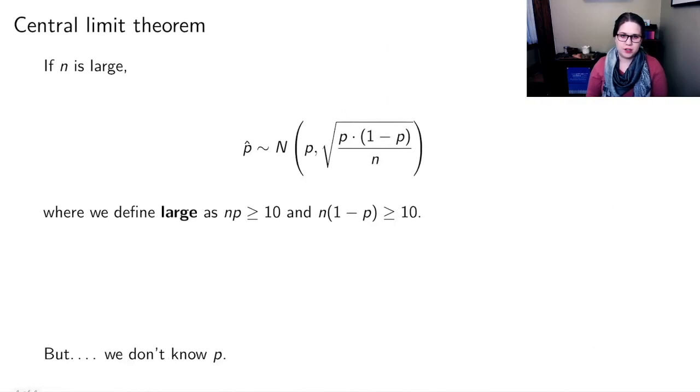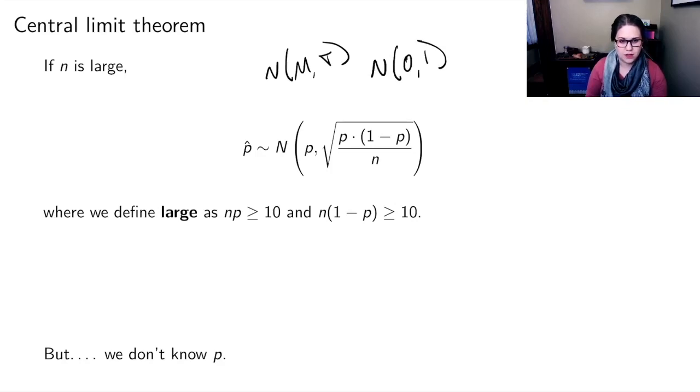So if we have a large enough sample size, then we can say that p hat follows a normal distribution. Remember, that's how we pronounce this little tilde. It follows a normal distribution. And the way that we specify normal distributions is the mean and then the standard deviation. We get to have our standard normal with mean 0, standard deviation 1. In this case, our mean is going to be p, the true proportion, and our standard error is the square root of p times 1 minus p over n.